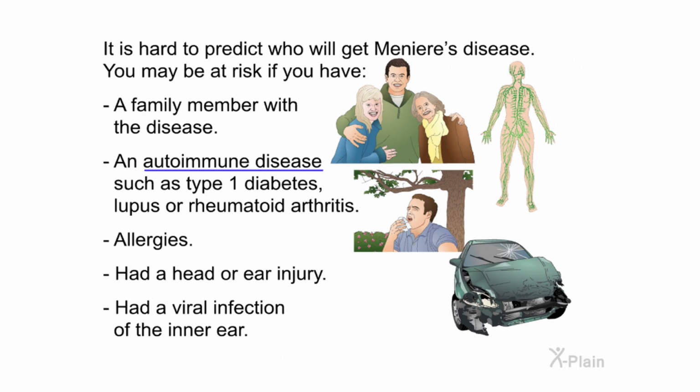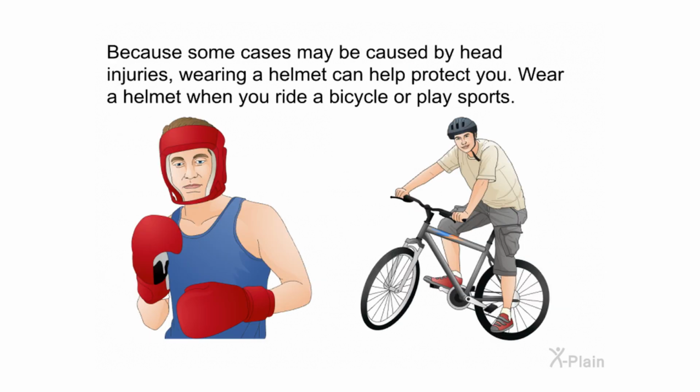It is hard to predict who will get Meniere's disease. You may be at risk if you have a family member with the disease, an autoimmune disease such as type 1 diabetes, lupus, or rheumatoid arthritis, allergies, had a head or ear injury, or had a viral infection of the inner ear. Because some cases may be caused by head injuries, wearing a helmet can help protect you. Wear a helmet when you ride a bicycle or play sports.